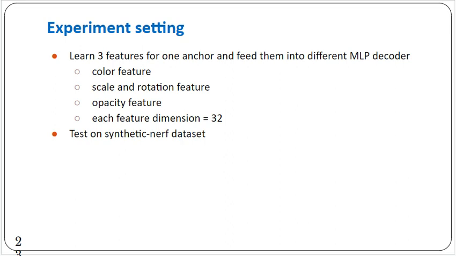And this is our experiment setting. For the original Scaffold Gaussian splatting, we used the same feature to go through different MLP decoders. For our own experiment, we now learn three features for one anchor and feed them into different MLP decoders to get the color feature, scale and rotation feature, and opacity feature, and each feature dimension is 32. We then use this experiment setting to test on the synthetic NeRF data set.